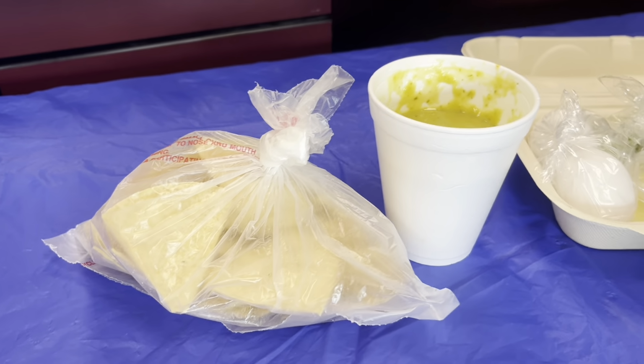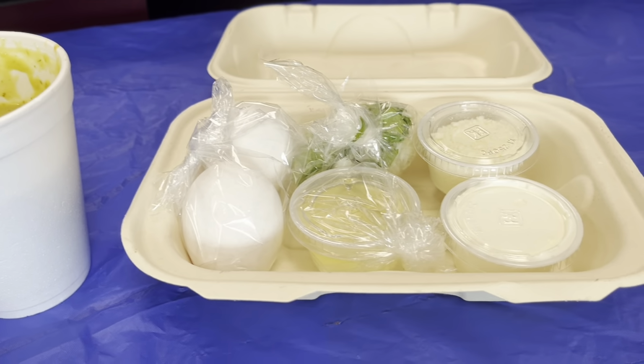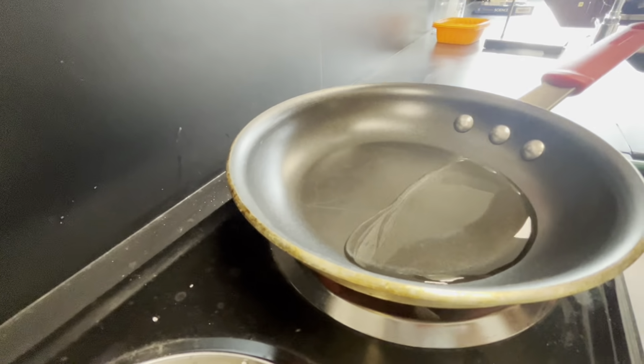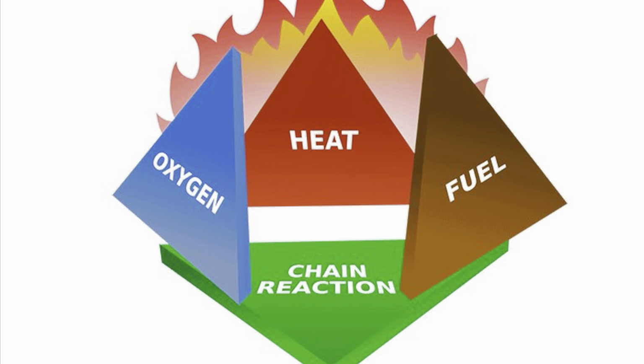Making chilaquiles. The ingredients are chips, salsa verde, cheese, cebolla, y cilantro. We first cook our eggs in a pan with oil. Convection is used in the process of cooking an egg. Convection is heat transferred by the movement of gases or liquids.